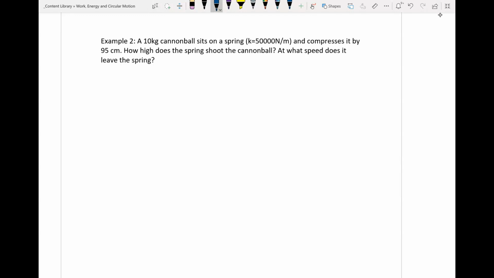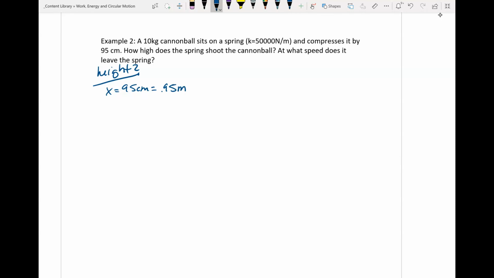The first thing I'm going to do is find our height, the height of the cannonball. So for our x, we know the cannonball is going to sit on the spring and compress that spring by 95 centimeters. We need to change this into meters, so I'm going to divide by 100 to get 0.95 meters.